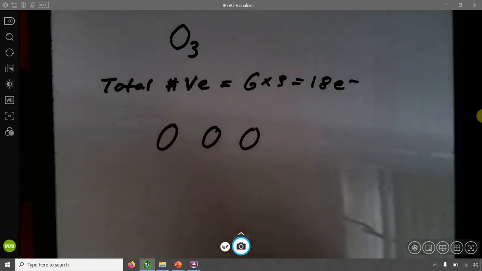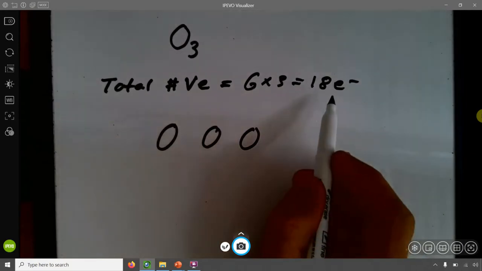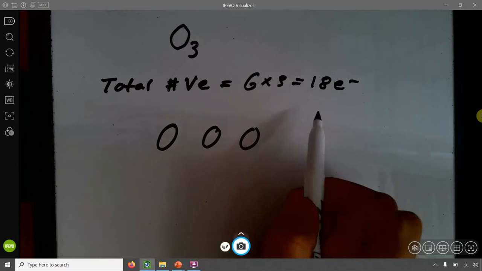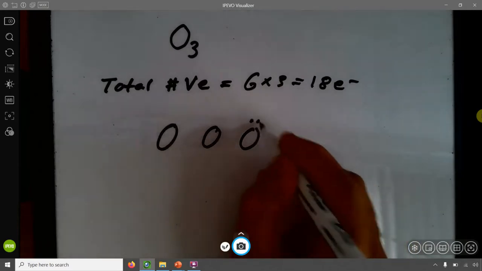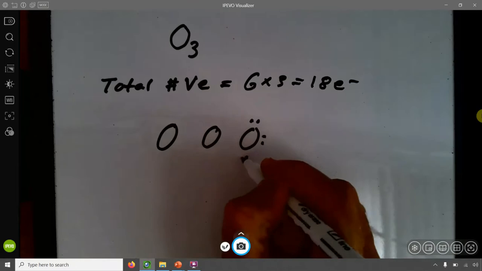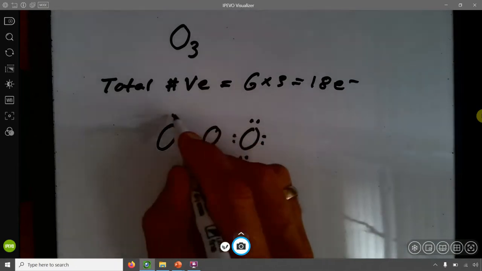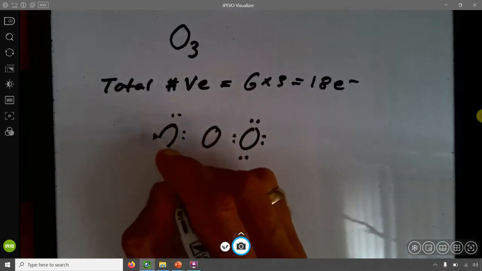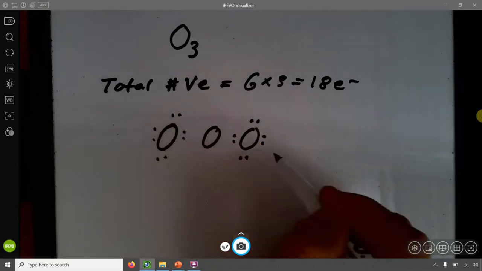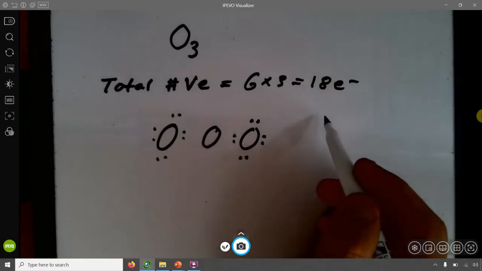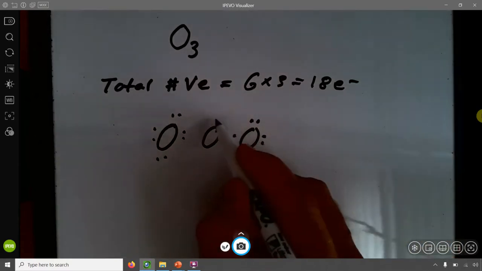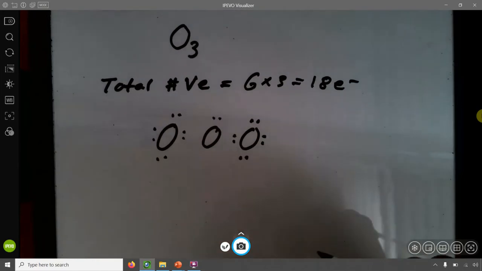Shocker. And now I'm going to try to distribute from the 18, 8 on the wings. So each one on the periphery is going to get 8: 1, 2, 3, 4, 5, 6, 7, 8. Okay, so I have 16. And then step number 3 is to put whatever is remaining on the central atom.